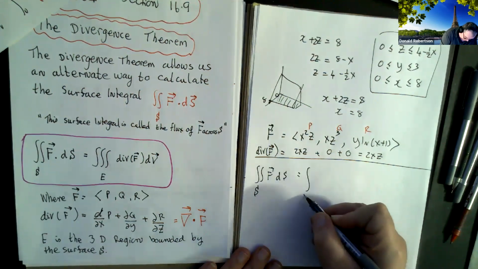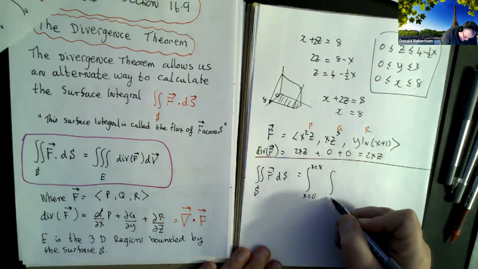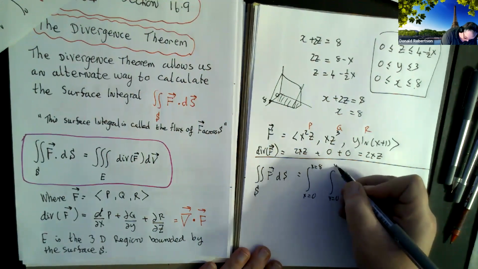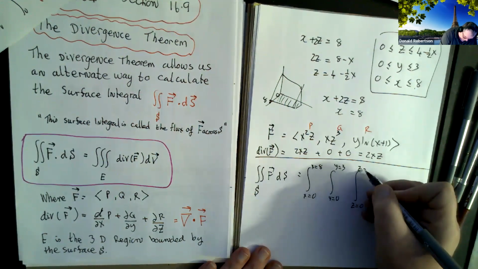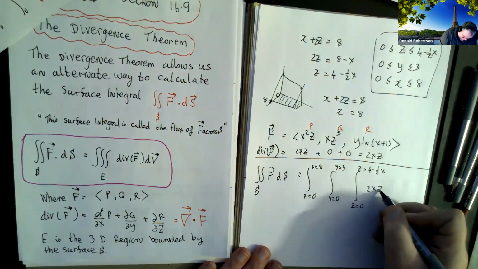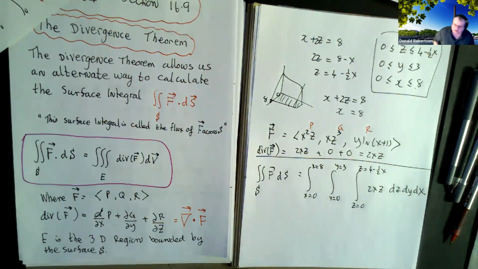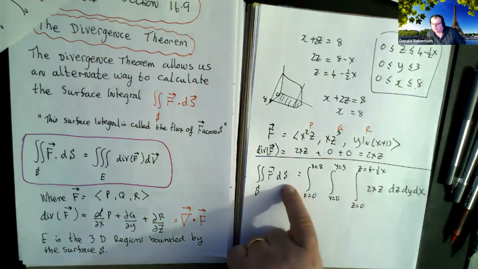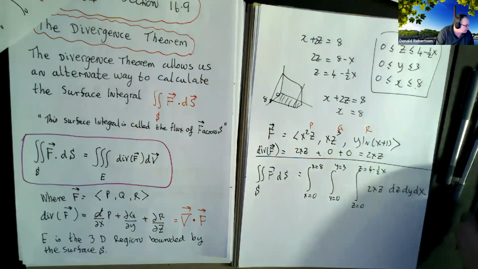So it's going to be x equals 0 to 8. Y equals 0 to 3. Z equals 0 to 4, take away a half x. The divergence, do a z, do a y, and do an x. We have done enough triple integrals to fight your way through that, right? It's not that bad. Nothing really is separable, so you'll have to do it the long and hard way.